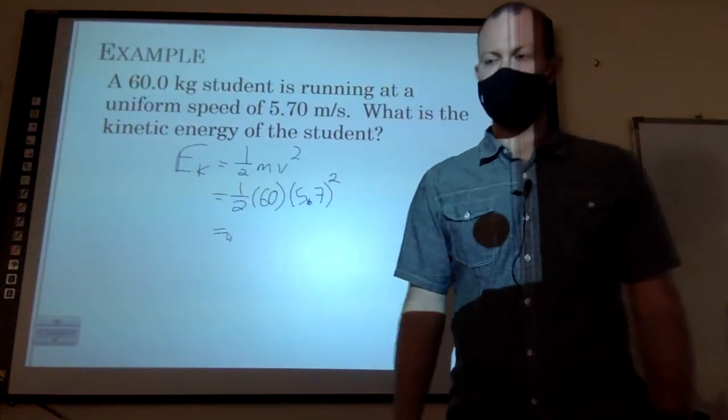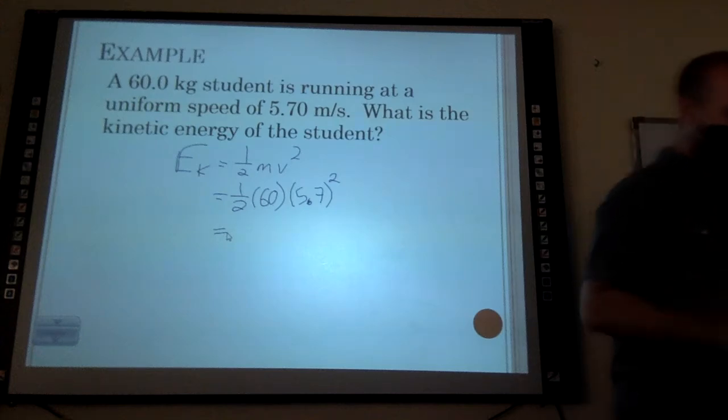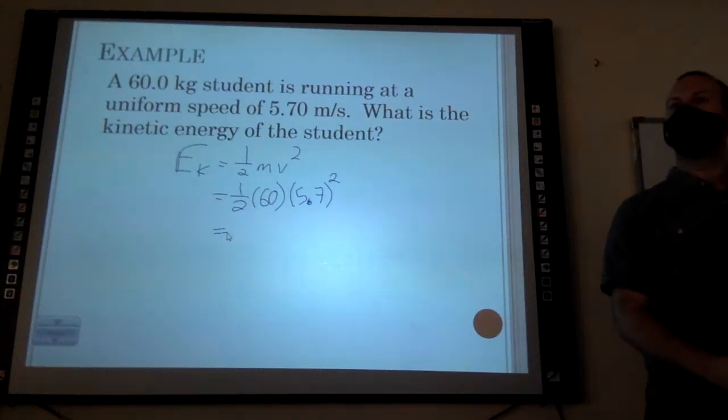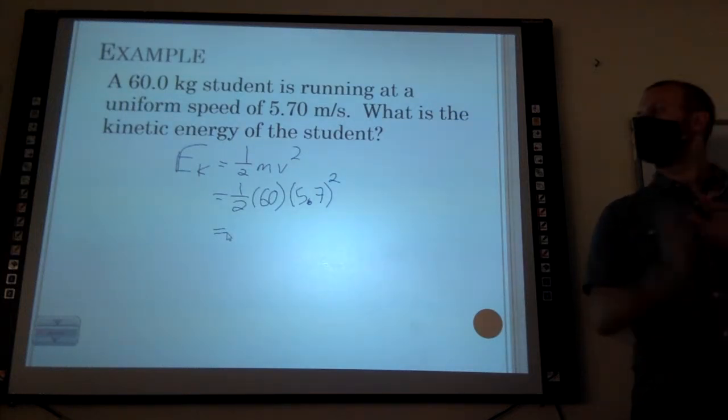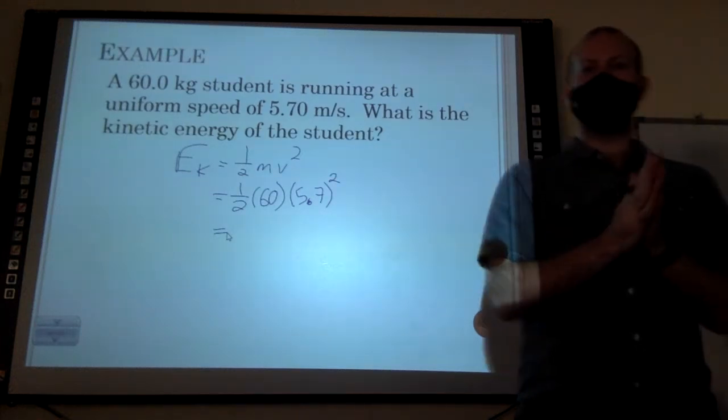30 times 5.7 squared, no idea. Number. It gives you a number. Perfect, write that down. So, joules as well. Energy, joules. So I'm pretty sure you should all be able to plug this in your calculator and get a number.